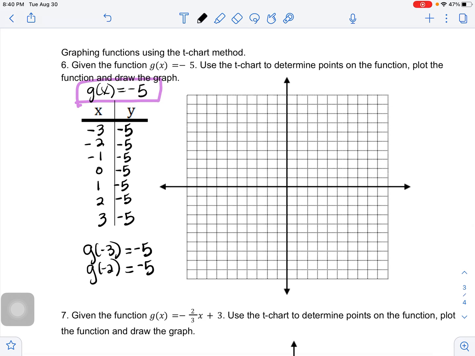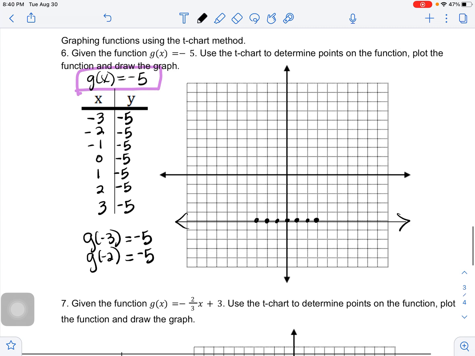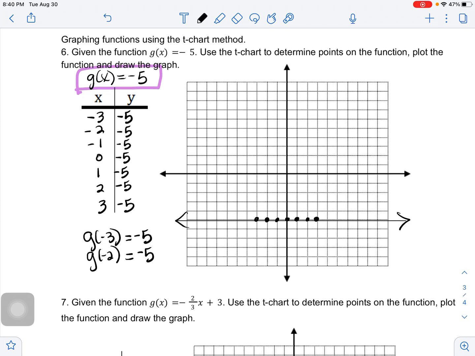-3, 1, 2, 3, 4, 5. -2, -5. -1, -5. 0, 1, 2, 3. If I draw to connect those, I see what I have, a straight line. This is a special function. It's called the constant function, and you're going to learn more about that when we talk about parent functions.